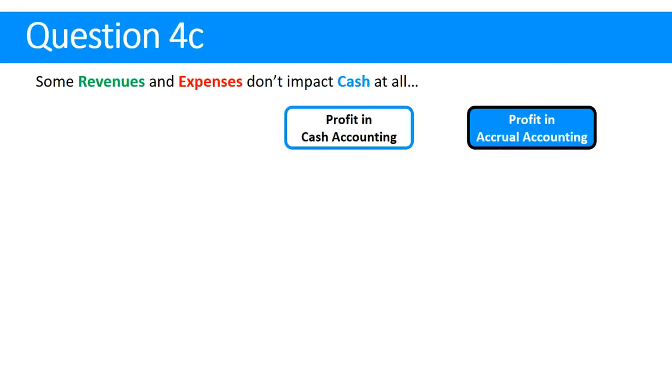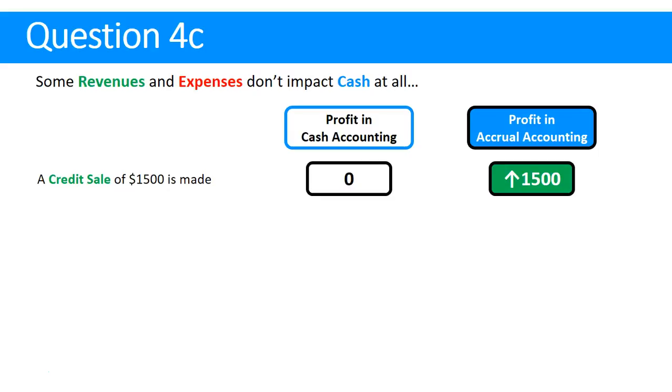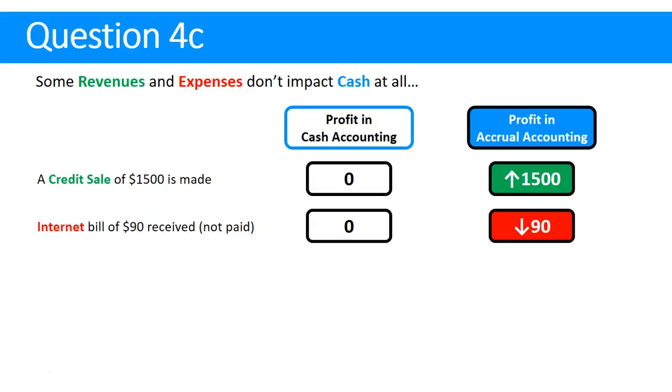It means that some of the revenues and expenses that we record don't impact cash at all. So for example, if we made a credit sale, there'd be no impact in cash accounting, but in accrual accounting, we'd correctly record an increase in our profit of $1,500. Likewise, if we had a bill, in this case the internet, incurred but not yet paid, under cash accounting, that actually would not be recorded as an expense, which is ridiculous. If it's incurred, it's an expense.